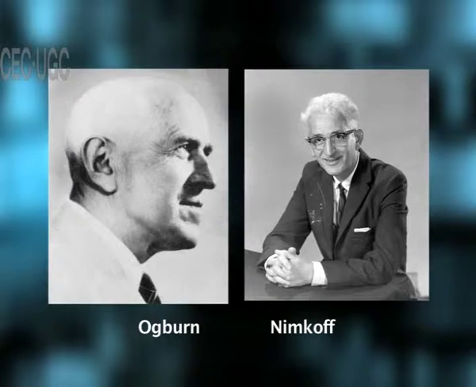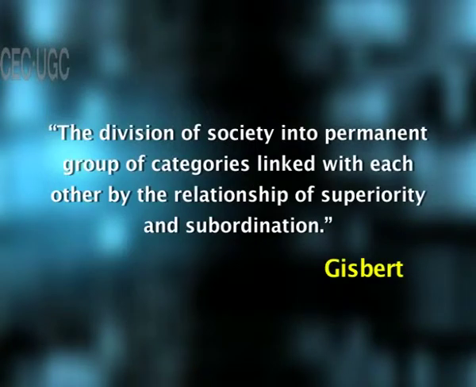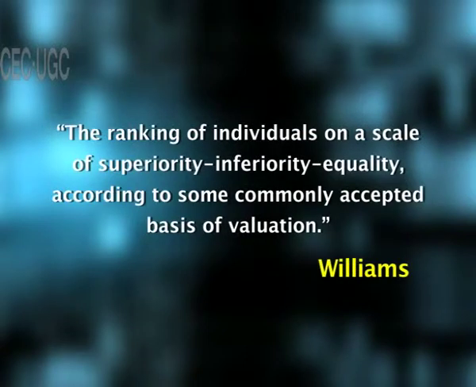Ogburn and Nimkoff viewed it as the process by which individuals and groups are ranked in more or less enduring hierarchy of status. Gisbert defined it as the division of society into permanent groups or categories linked with each other by the relationship of superiority and subordination. For Williams, social stratification refers to the ranking of individuals on a scale of superiority, inferiority, equality, according to some commonly accepted basis of evaluation.